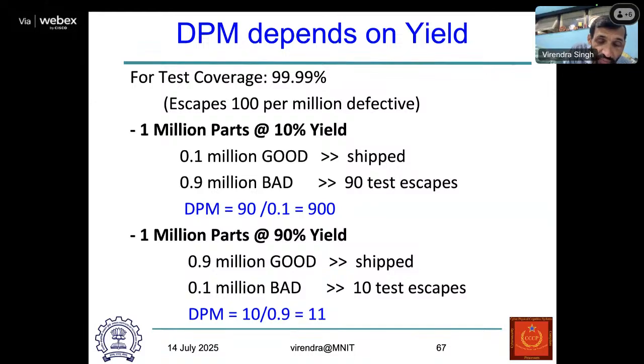So if my yield is very high, and I'm looking for a DPPM of 10 or something like that, then I'm fine to have test coverage of 99.99%. That means if I can cover 99.99% of the model faults, I'm fine with that.